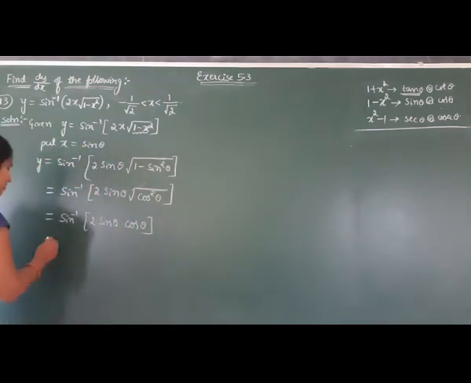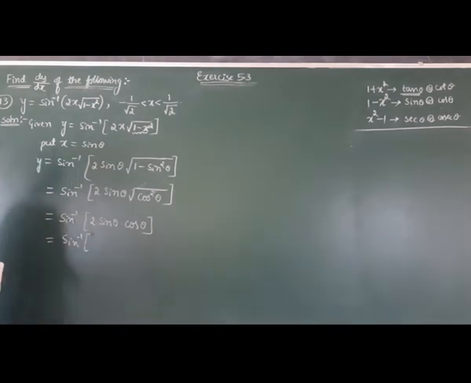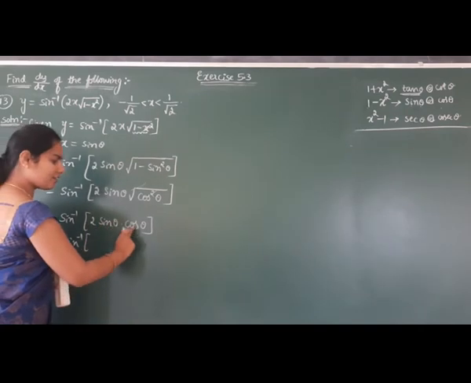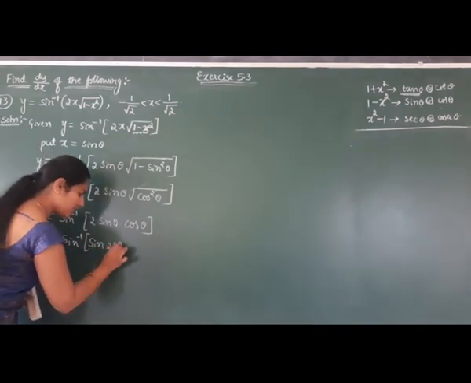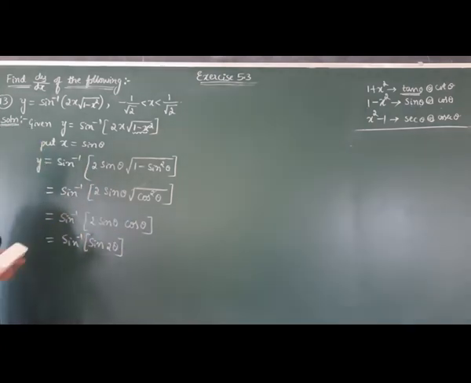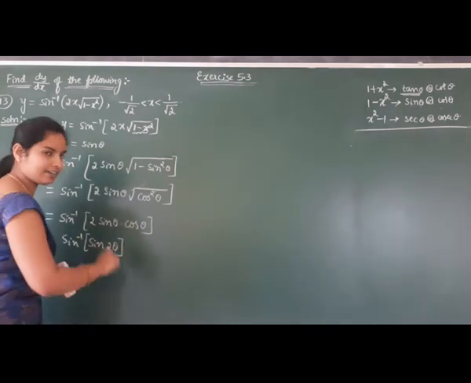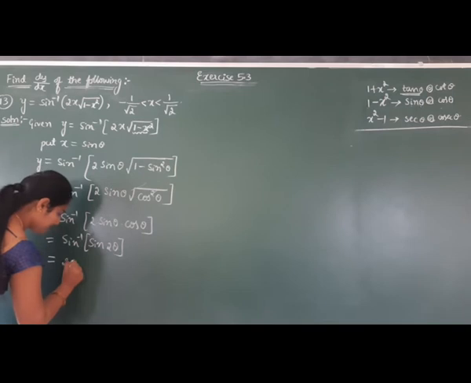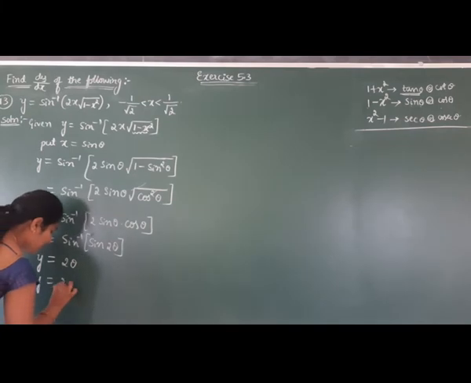Okay. So this is equal to sin inverse of 2 sin theta cos theta, which is sin 2 theta, right? So we know that sin 2 theta is equal to 2 sin theta into cos theta. Then sin inverse of sin of an angle is equal to the angle, that is y is equal to 2 theta.